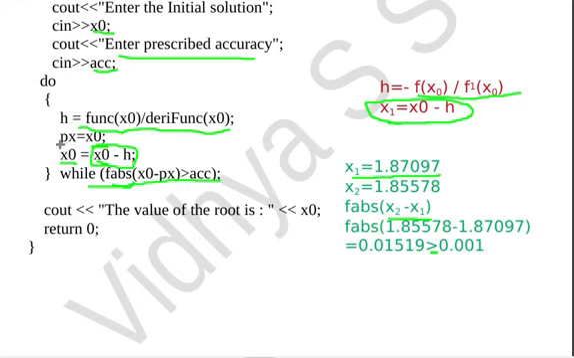So at last the value of the root will be the value of the current x value. The current x value will be in x0. So I can display x0 as the root of the equation. Thank you. Hope you understand.